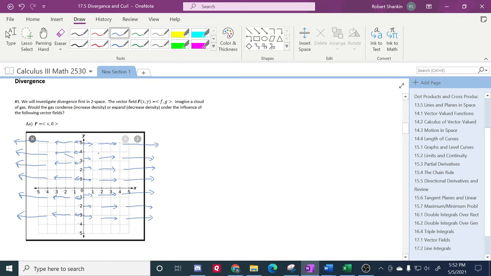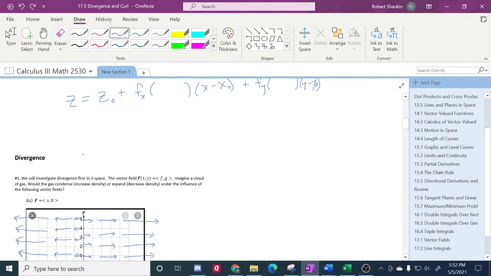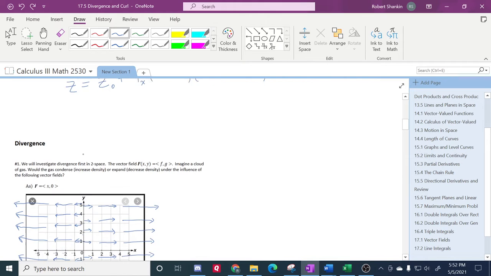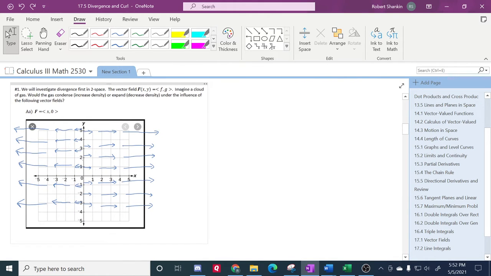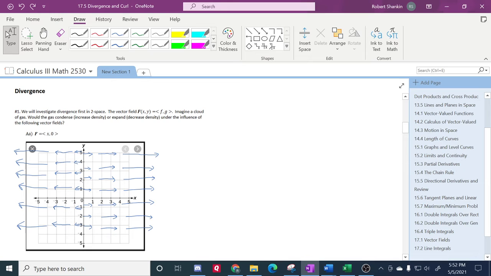All right, so in your group chat, answer the question: if a gas is under the influence of this vector field, like this is kind of wind patterns or something like this, will it condense or expand?